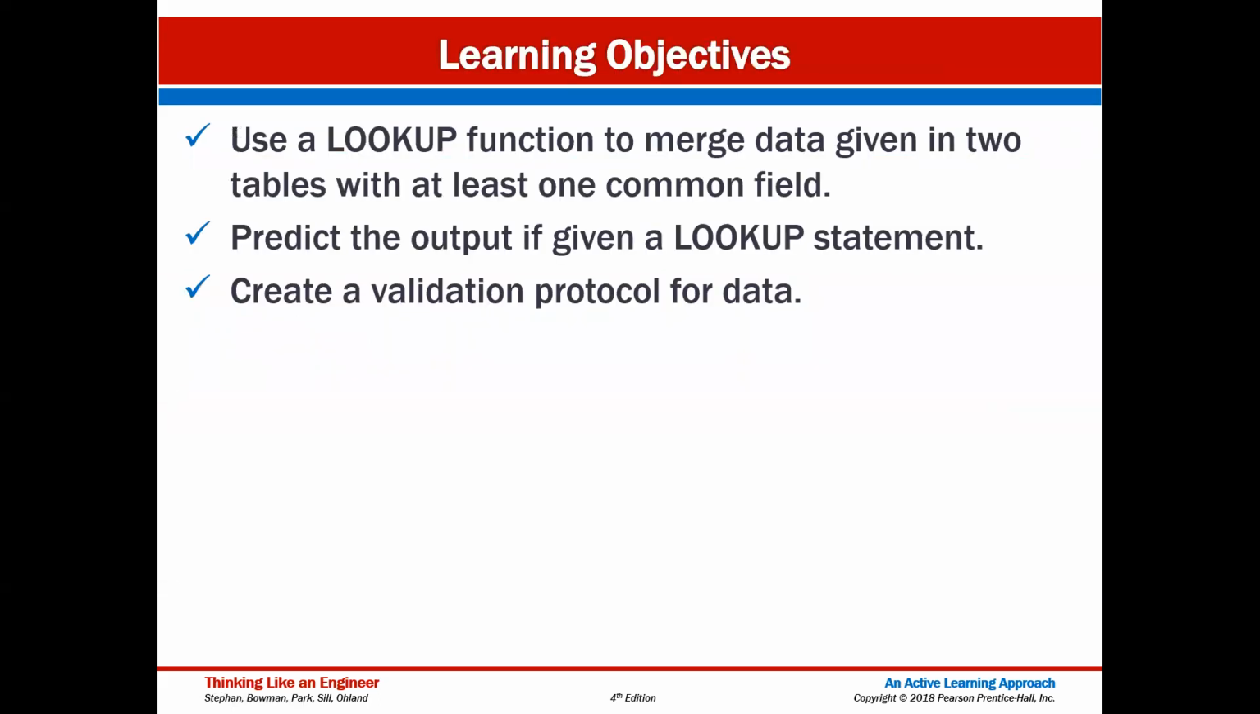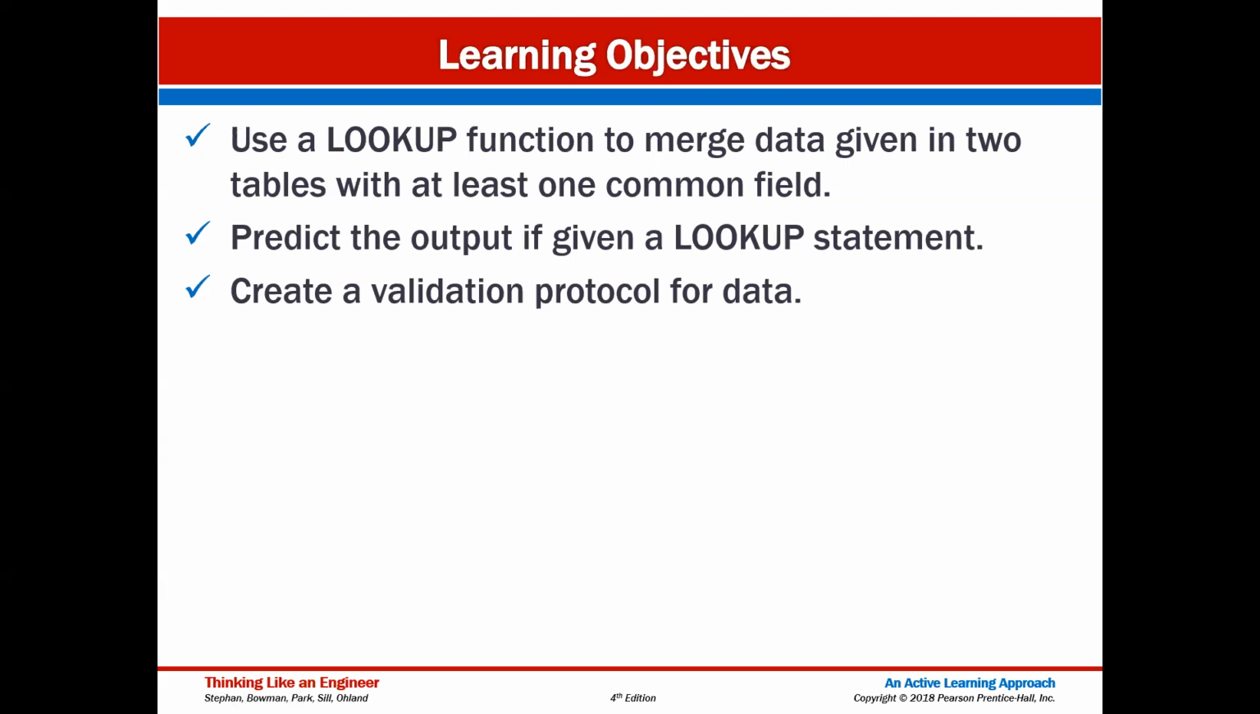And so that lookup function is used to merge data given in two tables with at least one common field. And usually in the case of this, a user is going to specify, say, a part number, and you are going to look up data referring to that part number in another table. Or you are going to look up a name and then pull out information related to that name out of another table. And so you need to know how to use that VLOOKUP statement or HLOOKUP statement in order to look up that information in that second table.